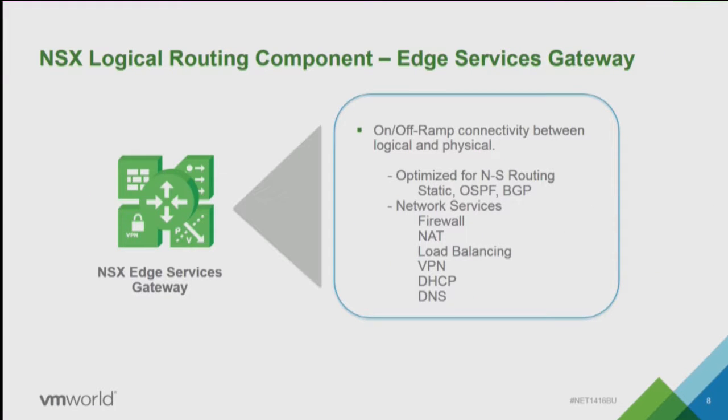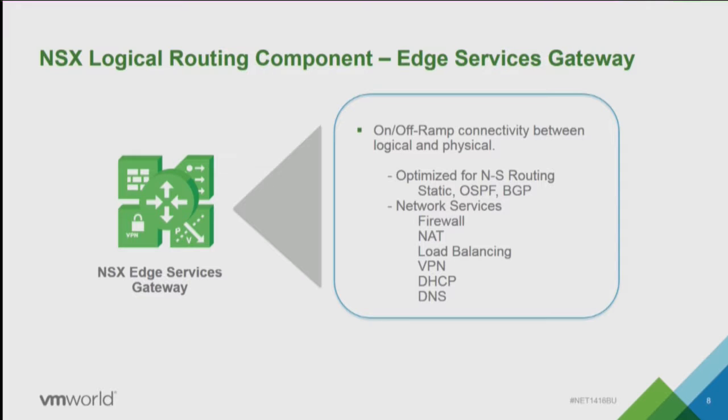The second component of the logical routing in NSX for vSphere is the Edge Service Gateway. The Edge Service Gateway, this time, is not in kernel. It's really a VM that you deploy. It's deployed through NSX, and the lifecycle is managed like all the different NSX components. So what is the goal, what is the role of this ESG? That's how we call it internally.